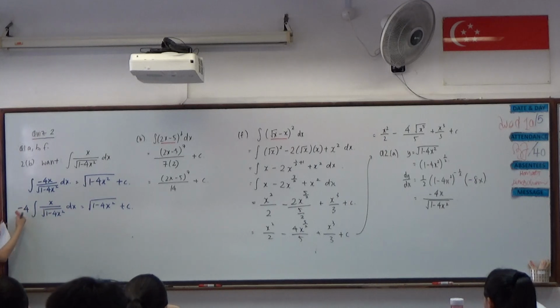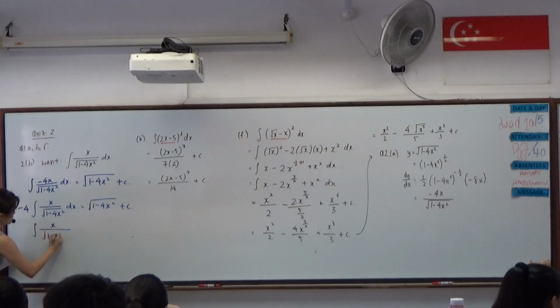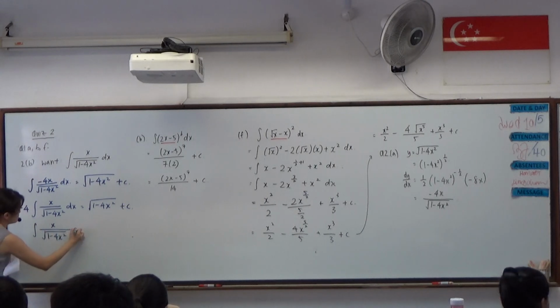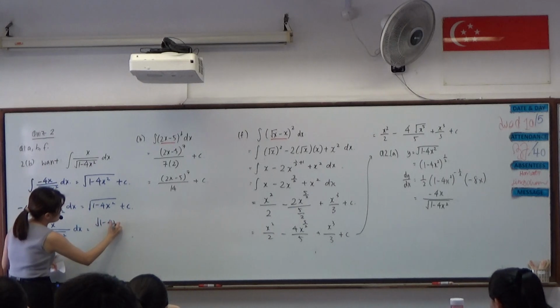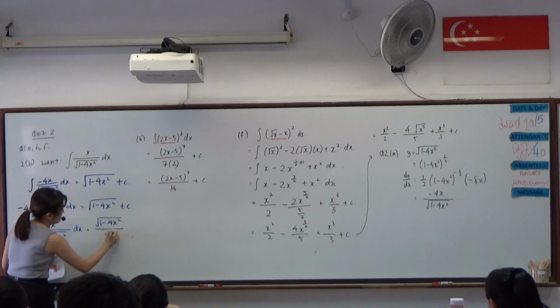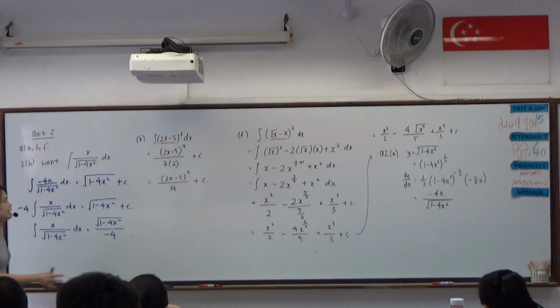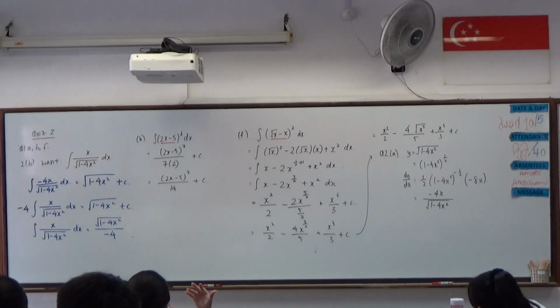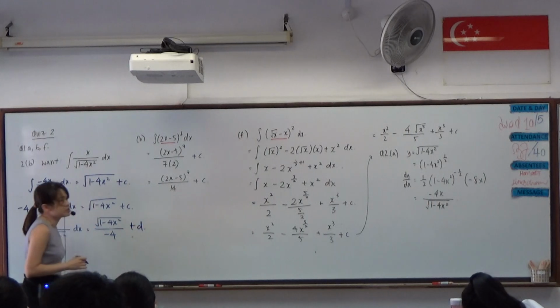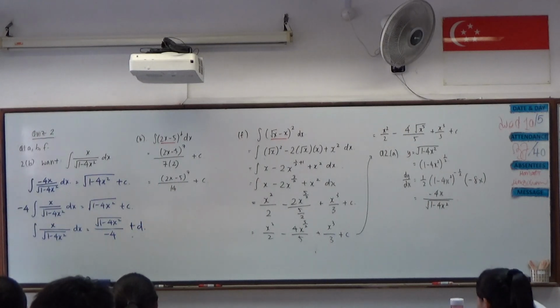So by our balancing of equation, we can bring this negative 4 to the right hand side, which is to divide by negative 4. Therefore on the right side, this itself will have to divide by negative 4, and your plus c will divide by negative 4 also. But for convenience, don't stress yourself over the algebraic accuracy. Just change the c to d.